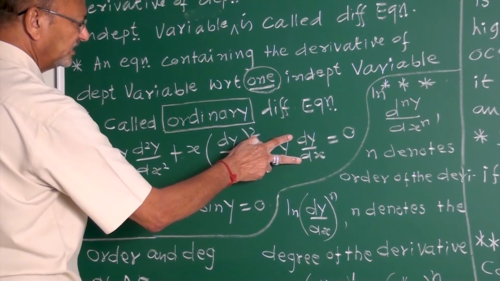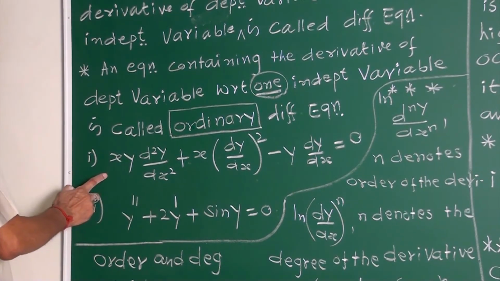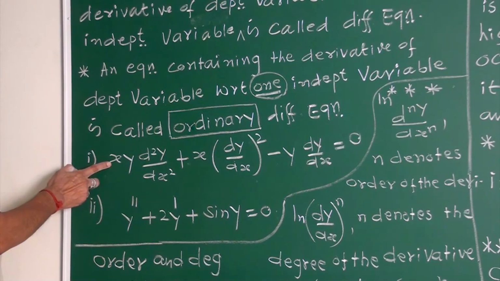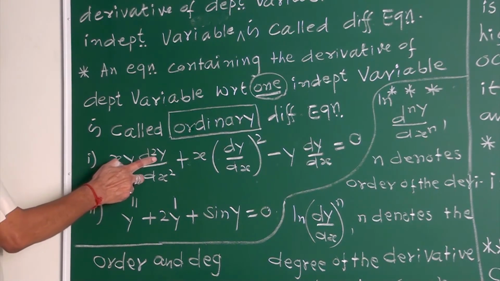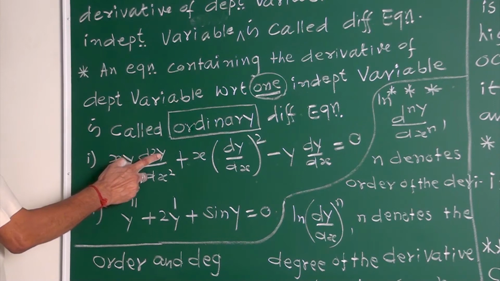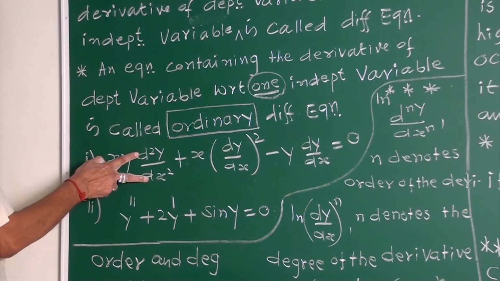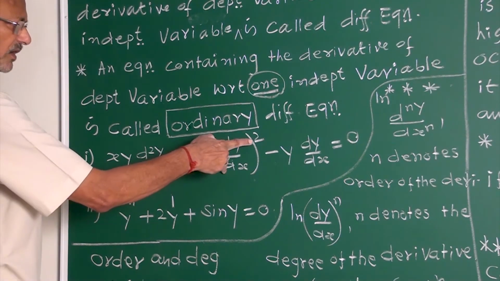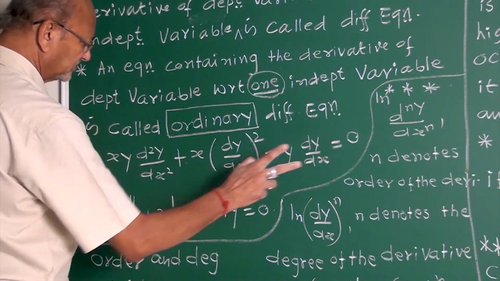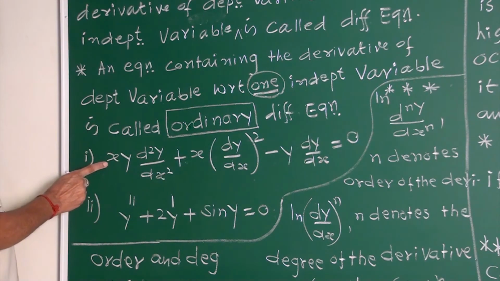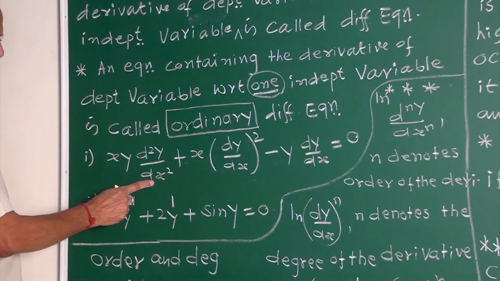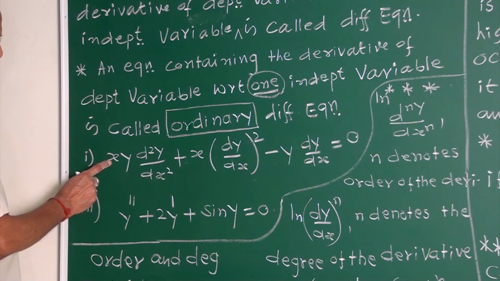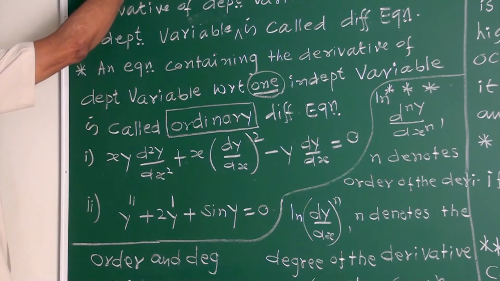These are two examples: xy into d^2y by dx^2 plus x into (dy by dx) the whole square minus y into dy by dx equal to 0. This is one. It is an equation which contains an independent variable, a dependent variable, and derivatives of the dependent variable with respect to x. It is second order. This is first order, with a power given. Such an equation is known as a differential equation.